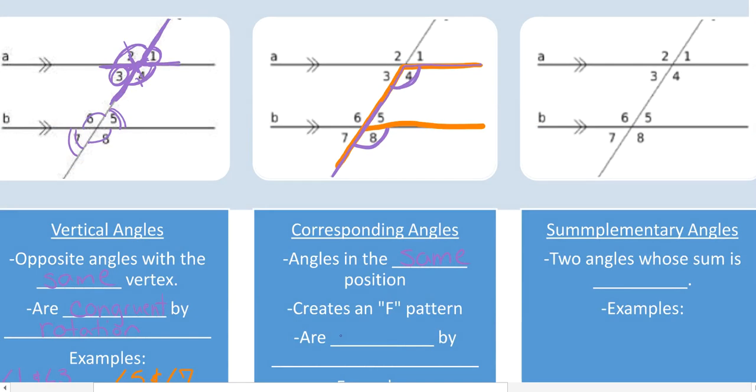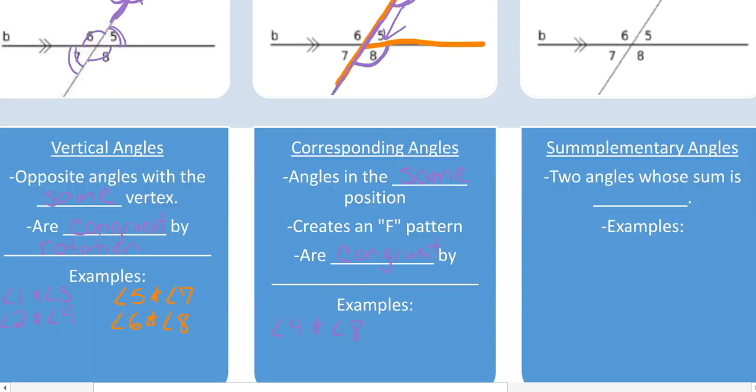And the corresponding angles are congruent. And the transformation that allows them to be congruent, if you notice, they didn't turn, they didn't flip, the angle just moved down. So therefore they are congruent by translation.